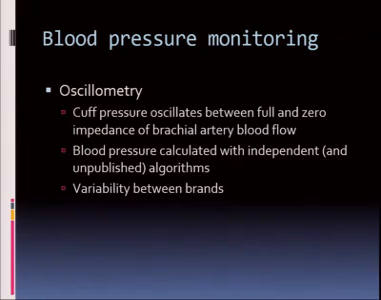Oscillometry, or automated blood pressure monitoring, we all use it. We use it in our nephrology clinic also. So these machines will inflate the cuff and will oscillate between full and zero impedance, and based on those readings, we'll calculate a blood pressure based on that brand's algorithms. There are differing algorithms for different brands, which is why you may see some variation between different machines.